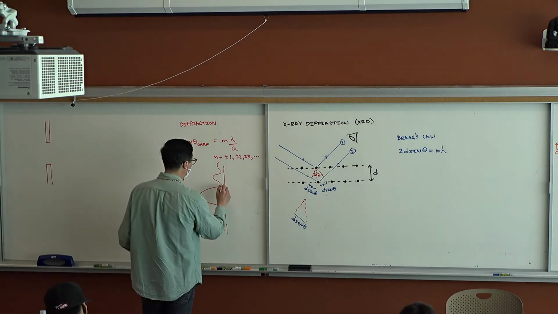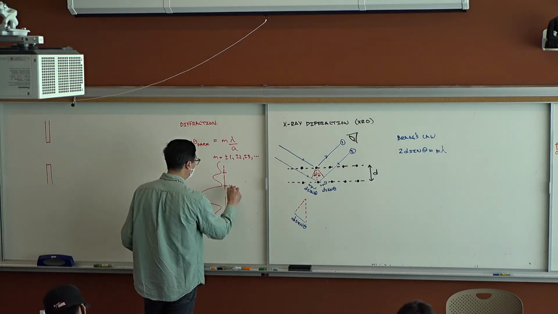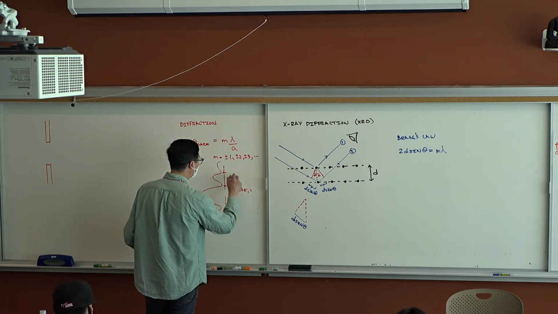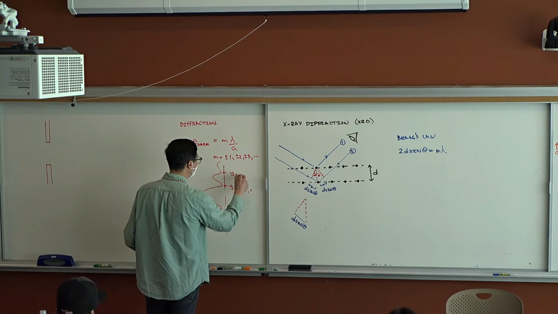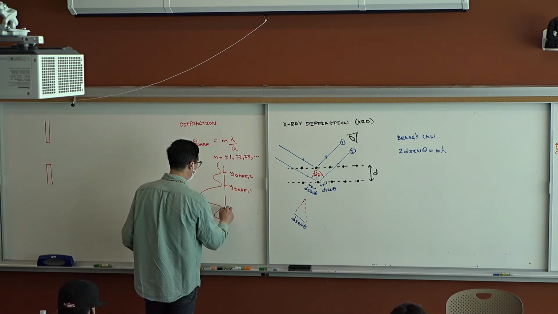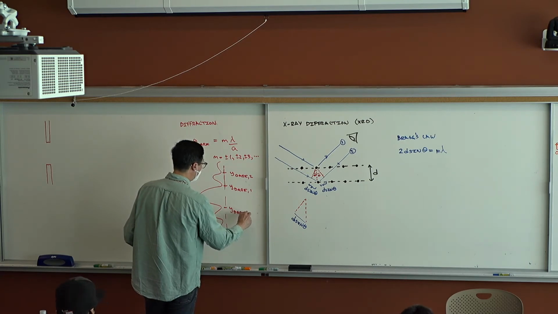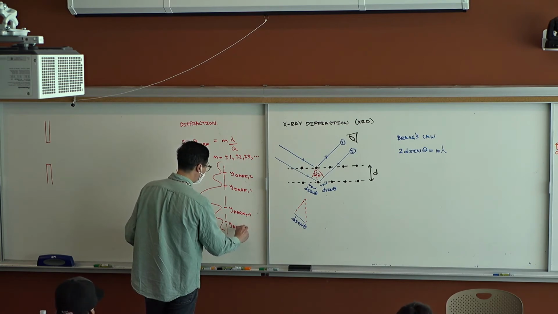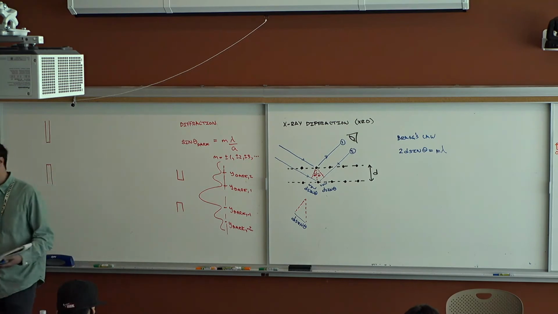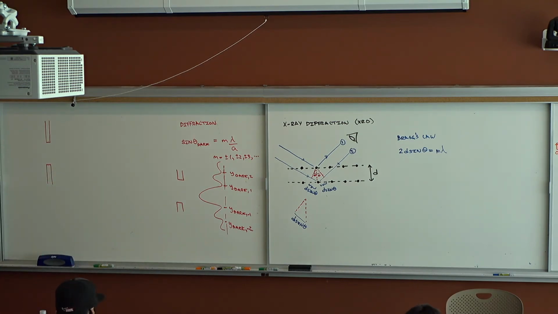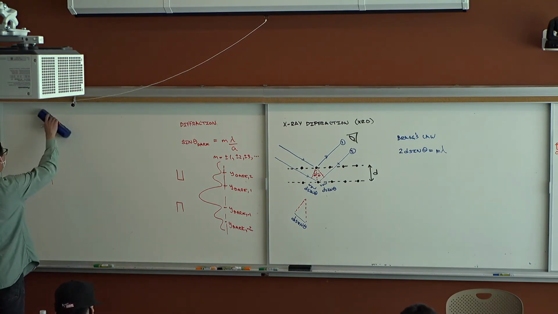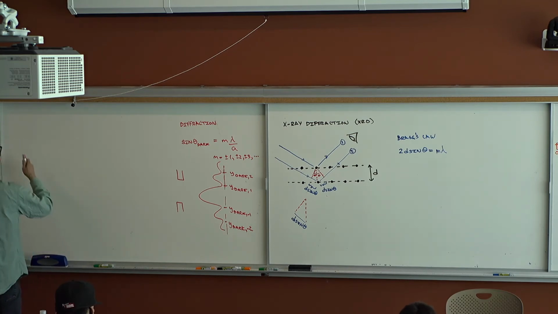Where this might be white arc 1, white arc 2, white arc minus 1, white arc minus 2. Okay. So let's talk specifically about what Rayleigh's criterion is then.